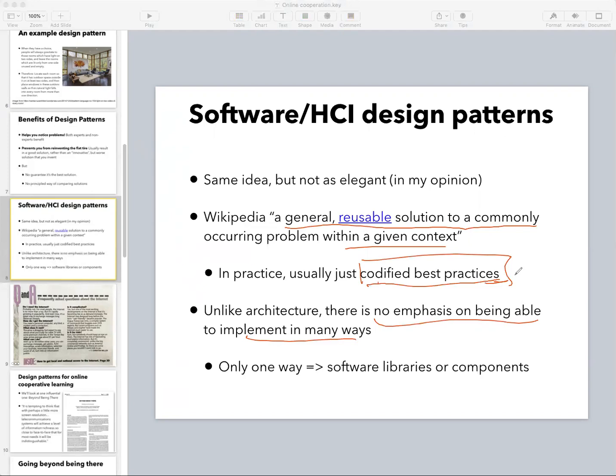You can see the results of this in software libraries or components, which implement one way of solving the problem in the design pattern, but they are only one way of doing it. So if you only have one way, then it becomes a software library or component. It takes away some of the elegance of the idea of a design pattern, in my opinion. But for the rest of this module, and actually for the rest of this class, we're going to talk about design patterns in the sense that it is used in architecture, where it describes a problem, the core of a solution, and allows you to implement that solution in many different ways.